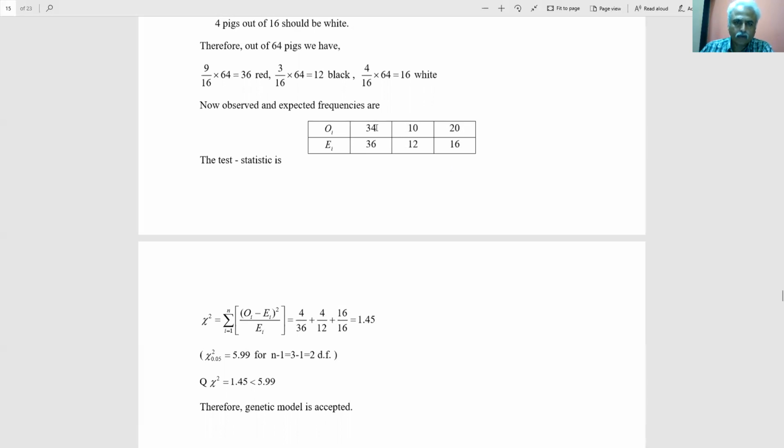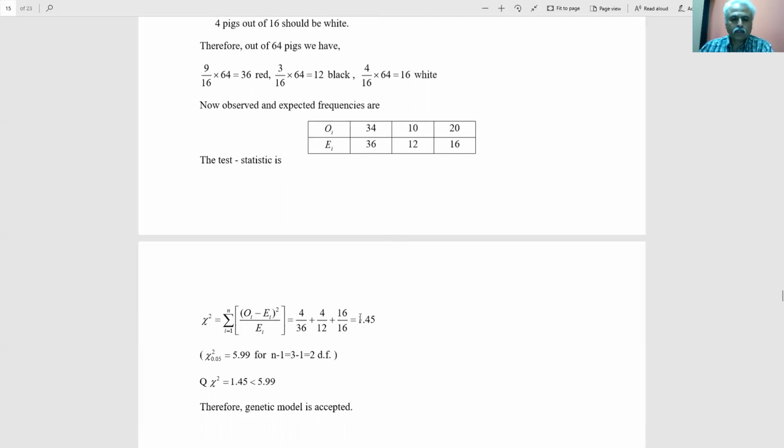Once again, this minus this whole square divided by 36. 34 minus 36, minus 2 whole square is 4 by 36. 10 minus 12, minus 2 again whole square is 4, 4 by 12. 20 minus 16 is 4, 4 square is 16, 16 by 16 is 1, of course. Now, if you take the sum of all this, 1.45. Just like the t calculated value, you get chi-square calculated value, which is 1.45.